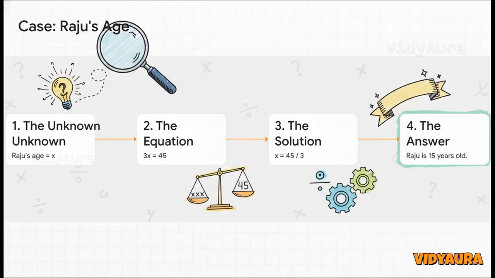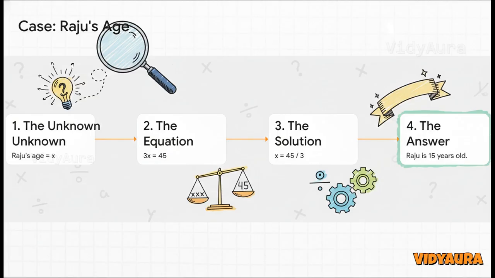Here's the problem. Raju's father is 3 times as old as Raju. We also know his father is 45. The question is, how old is Raju? First step for any detective, identify the unknown. In this case, it's Raju's age. Let's call it x. Now let's translate the clue. 3 times Raju's age is 45. That translates perfectly to the equation 3x equals 45.